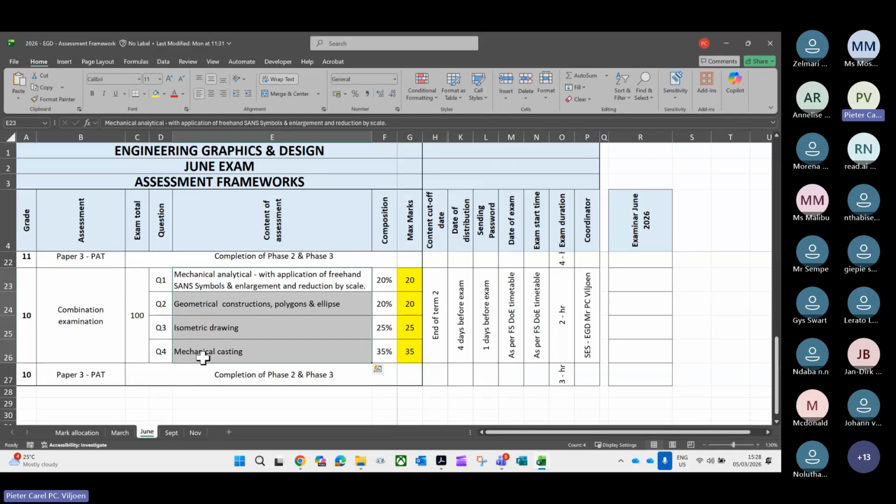All right, so for the exams, there's no paper 1 and paper 2 because the content hasn't been explained yet. So it's only one paper for the grade 10s.